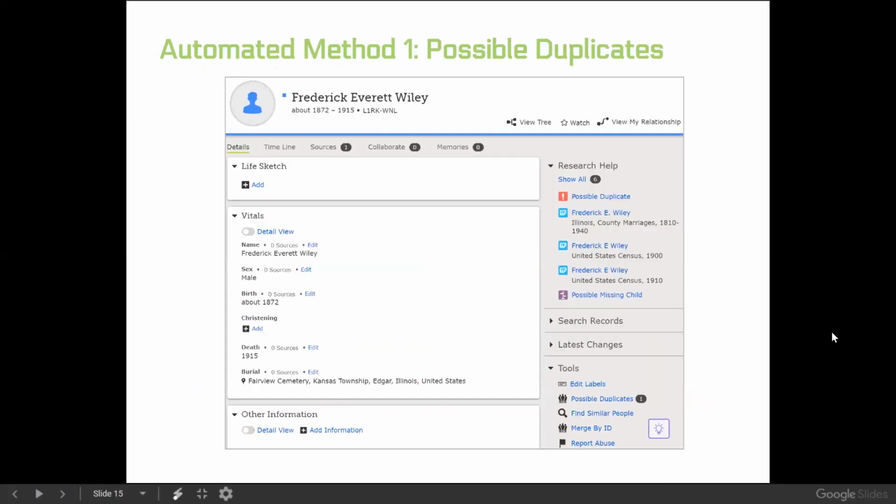So here's an example of method number one. I would imagine that probably most of us are familiar with this, and that is the possible duplicates function on the person page. It appears in two places. It appears in the research help box, and then it also appears in the tools section. And I like the tools section because it tells you immediately how many possible duplicates you're dealing with. So that's one way that the system will find possible duplicates for you.